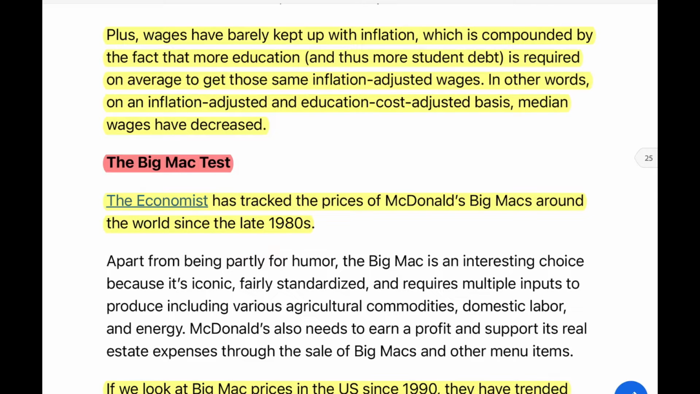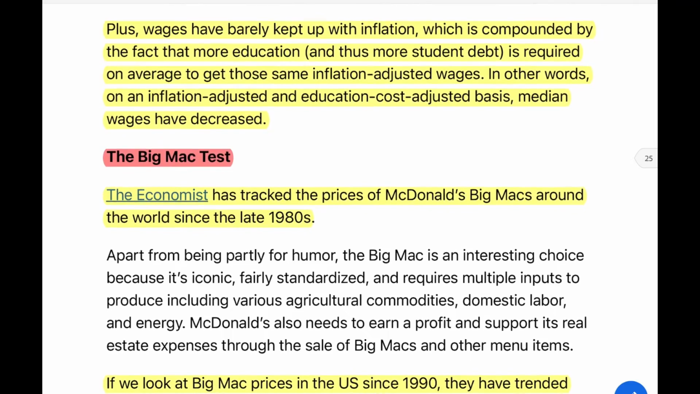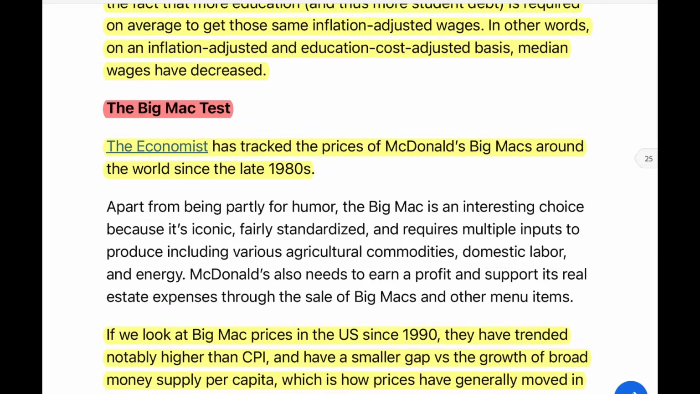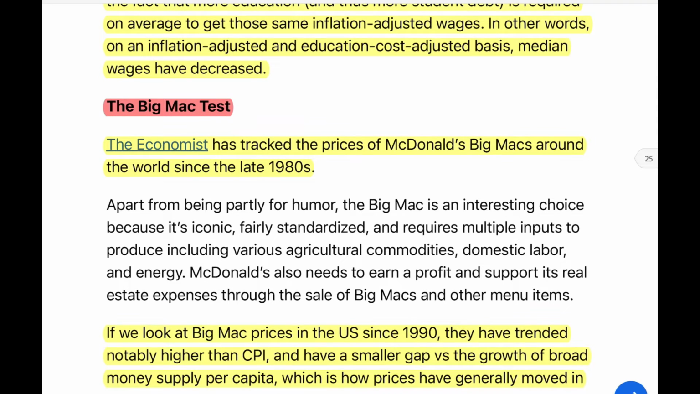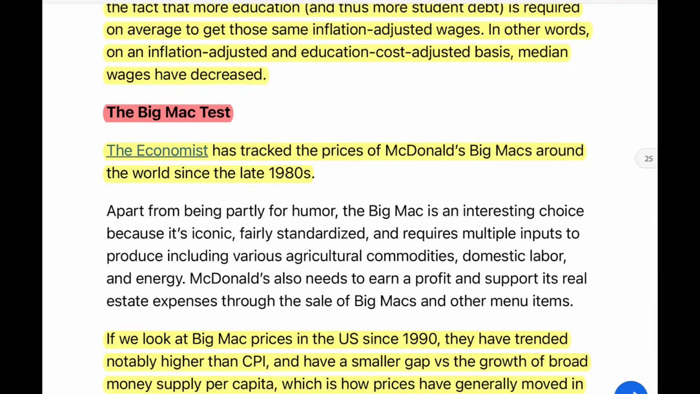But anyways, wages have barely kept up with inflation, which is compounded by the fact that more education, and thus more student debt, is required on average to get the same inflation-adjusted wages. In other words, on an inflation-adjusted and education cost-adjusted basis, median wages have actually decreased.